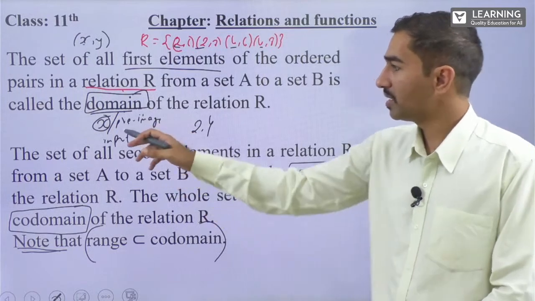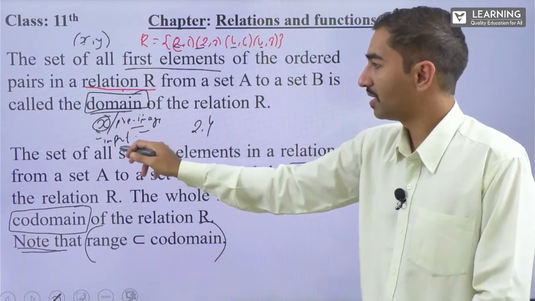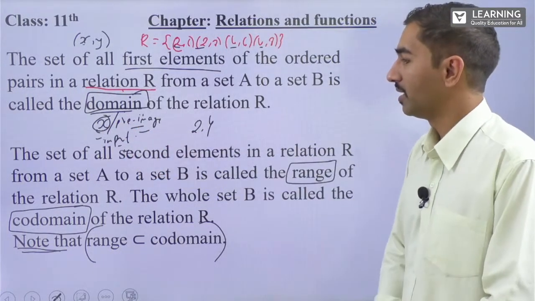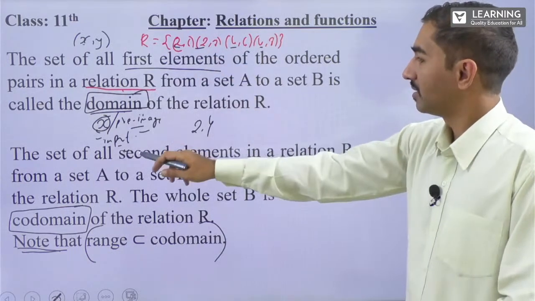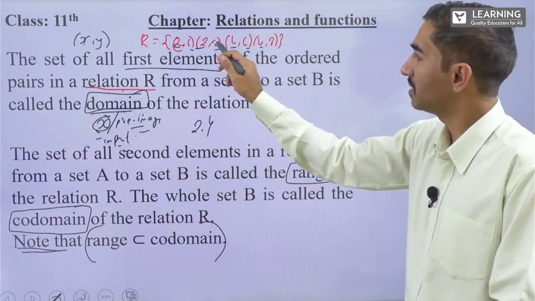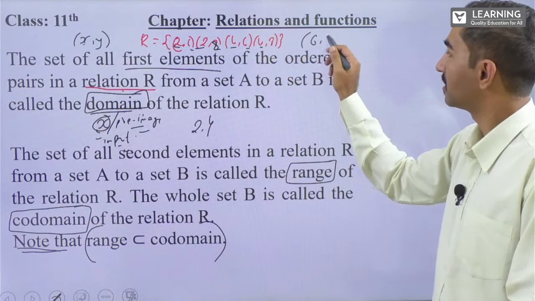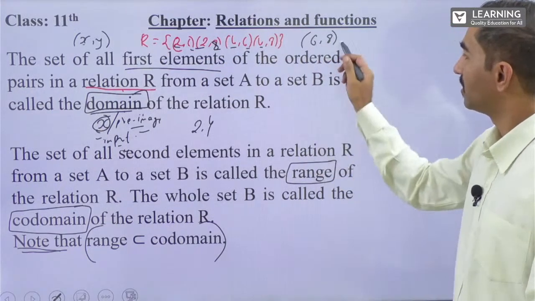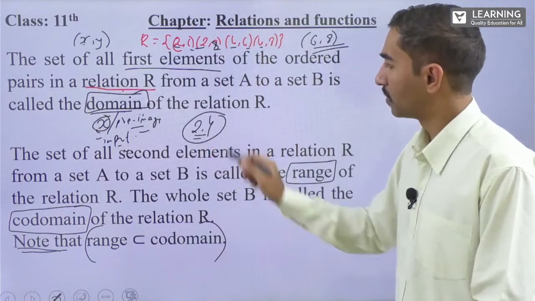So what is domain, students? That is nothing but called pre-images or the values of X, or that is nothing but input. Okay, and what is range? So here what is range, students? The set of all the second elements, 6, 8. So the range is nothing but 6 and 8. So this is the range. Okay, this is the domain. 2, 4 is the domain.